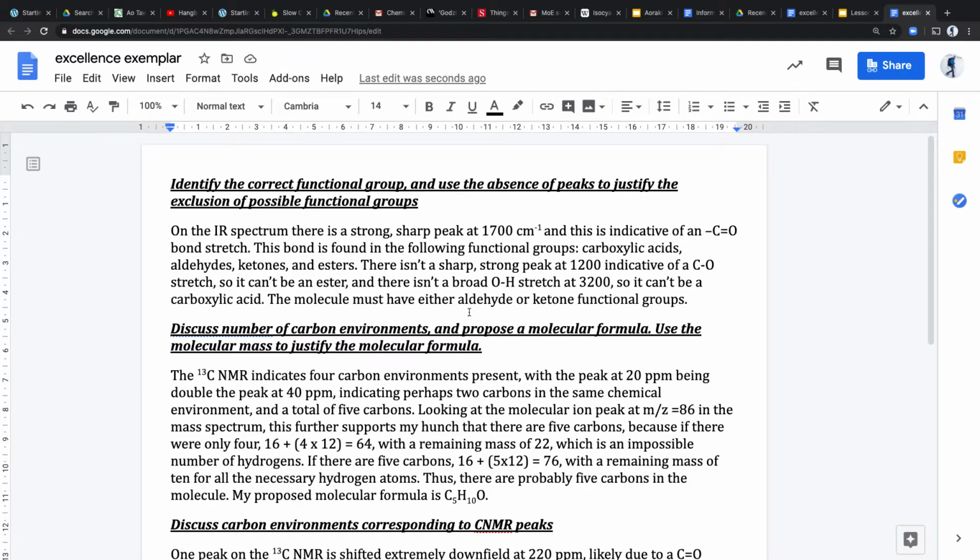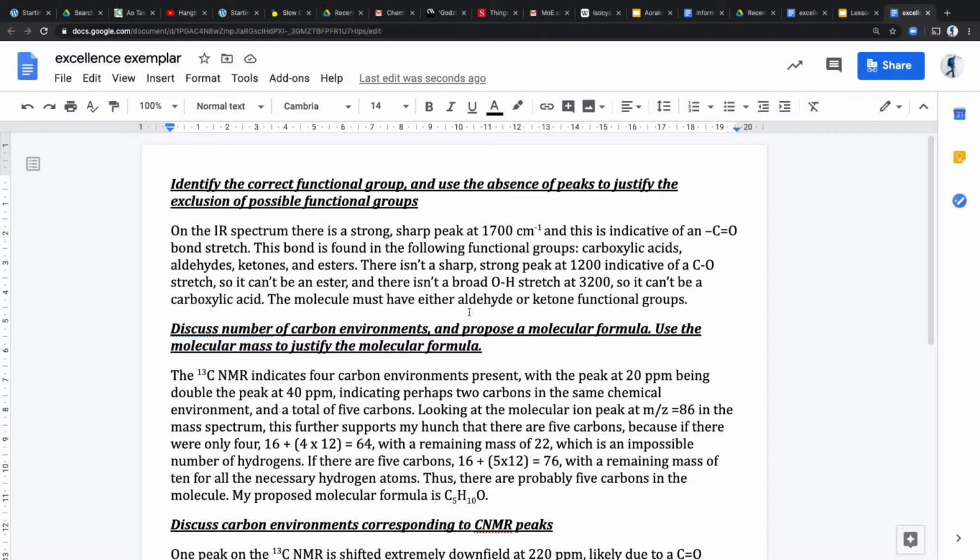Alright. These titles in bold, these are just me explaining to you what I'm doing. So in the first paragraph of your report, you always want to start by looking at the IR. And that's what you would do intuitively, right? You look at the IR for what functional groups it tells us about, and also the absence of peaks, so that it can help us narrow down what the functional group is. So I wrote on the IR spectrum, there's a strong, sharp peak. Use those adjectives, right? Strong and sharp at about 1700, and this is indicative of a carbonyl bond. This bond is found in the following functional groups. It could be a carboxylic acid, aldehyde, ketone, or ester.